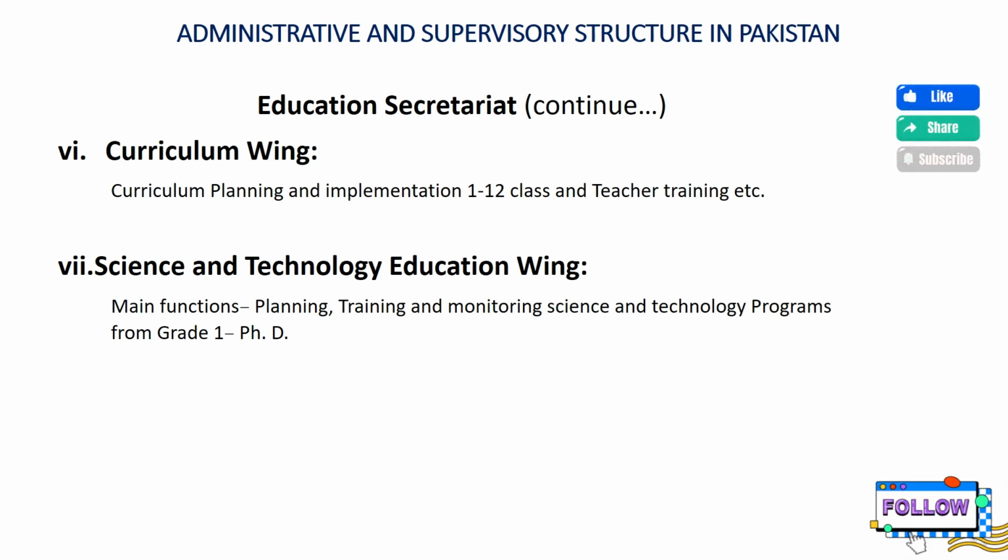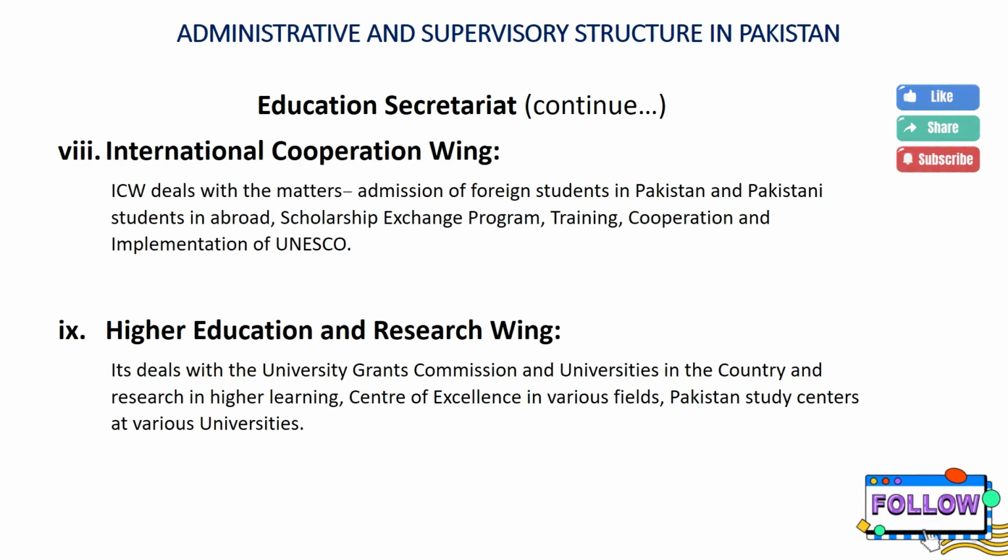And the next is the Science and Technology Education Wing. They have main functions like planning, training, and monitoring science and technology programs from grade 1 to PhD. The International Cooperation Wing deals with matters like admission of foreign students in Pakistan and Pakistani students abroad, scholarship exchange programs, training cooperation and implementation. The next is the Higher Education and Research Wing. It deals with the University Grants Commission, universities in the country, and research in higher learning. So Centers of Excellence in various fields, and Pakistan Study Centers at various universities.